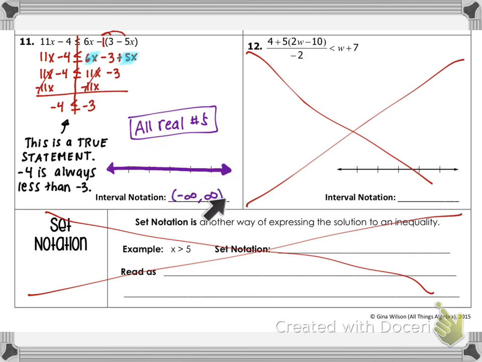Now, interval notation for this is negative infinity to infinity. That means from negative infinity this way to positive infinity this way, any number will work. Okay, so I want you guys to now do the practice problems that I have for you and see how you do.